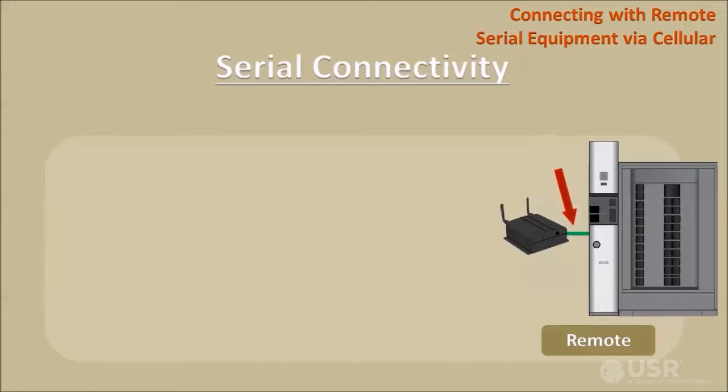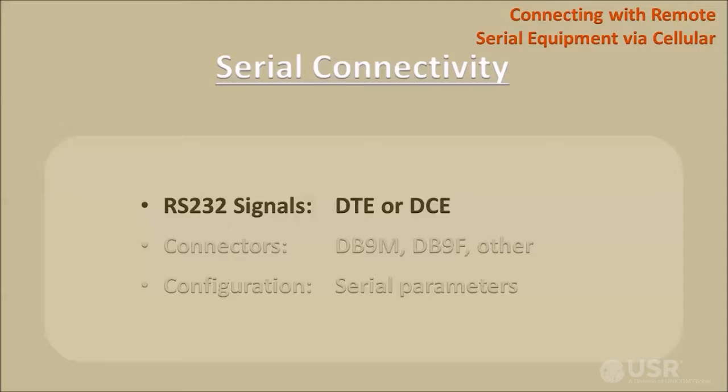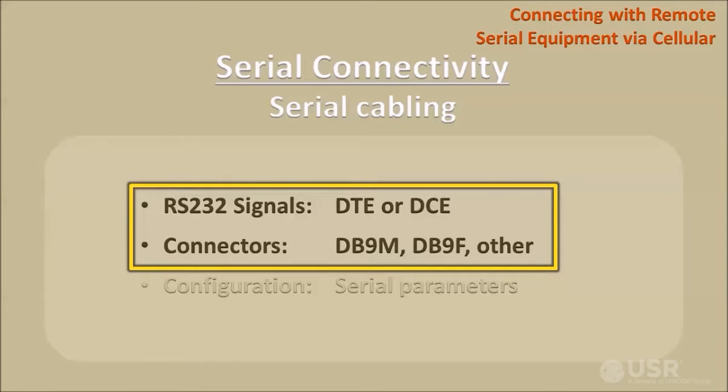The cellular gateway will interface to the target equipment over a serial connection. To make a connection between two serial devices, the type of RS-232 signals at each end, the type of connector at each end, and the serial parameters at each end must all be considered. There are many types of serial cables and adapters. The correct cabling depends on the type of RS-232 signals each device has and the type of connector presented by each device. Now I'll illustrate several examples of serial cabling.